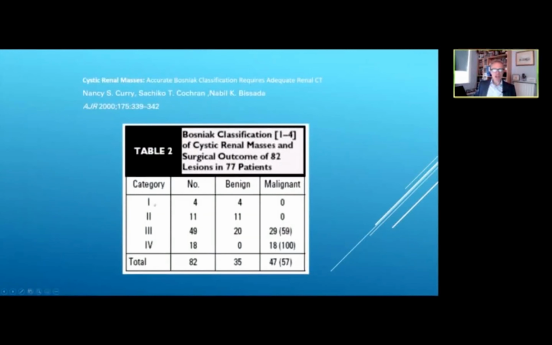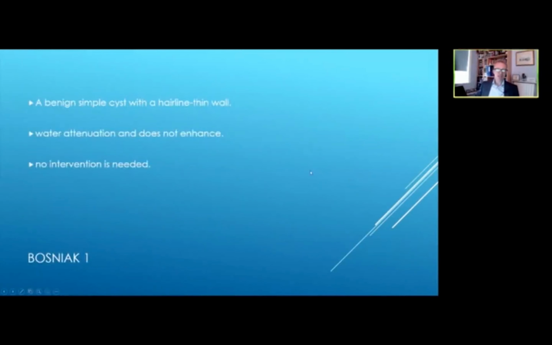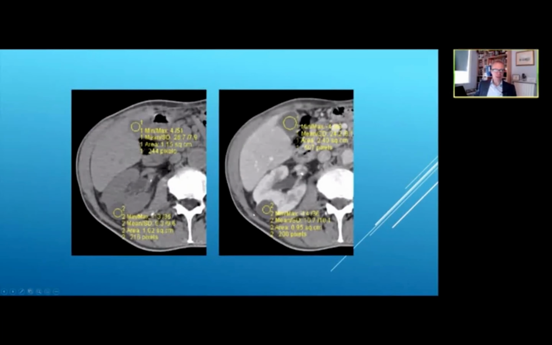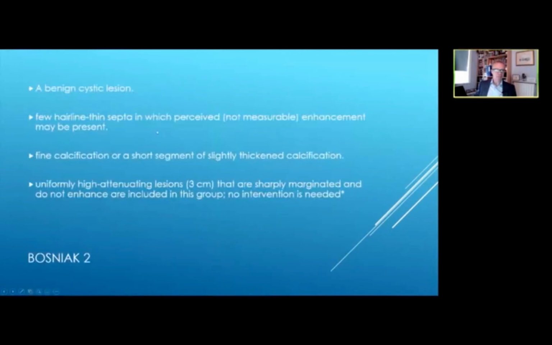Bosniak 1 and Bosniak 2 renal cysts have pretty much a zero incidence of malignancy. 3 and 4 have a much higher incidence of malignancy. 2F is somewhere in between, and the F stands for follow-up. Those are patients who need follow-up. So simple cysts, it's the classification I never use, Bosniak 1, I just call it a simple cyst. Thin walls, hairline thin wall, water attenuation, doesn't need anything doing about it. Simple cysts on CT here.